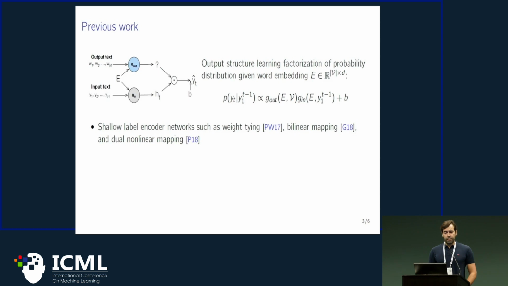Previous such methods have a similar output layer form as the previous one, with a key difference that the output labels are encoded in the same way that the context is encoded, given the same word embedding E. This allows them to represent arbitrary output labels, given their textual descriptions, and essentially transfer across output labels effectively, something that the previous parameterization is not able to do because it doesn't have parameter sharing. Previous label encoder networks, such as weight tying, bilinear mapping, and dual nonlinear mapping, have shallow architectures and are not able to capture as rich relationships across outputs.